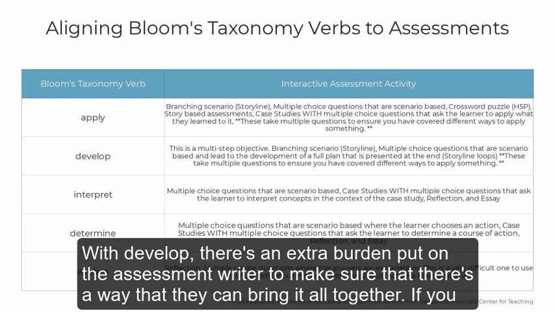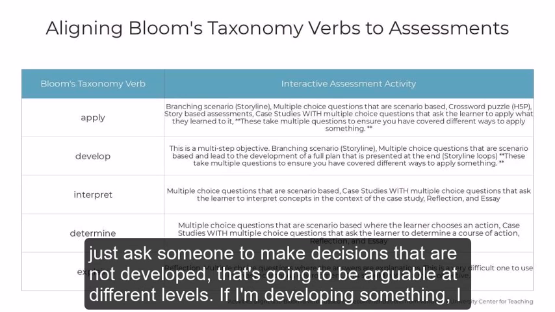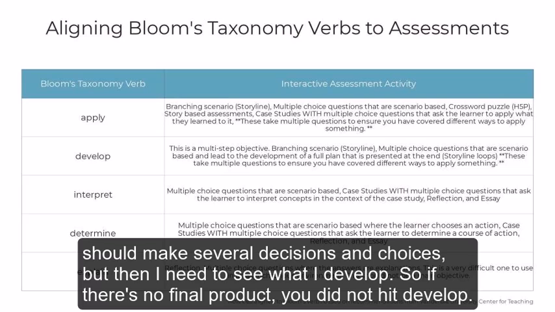With develop, there's an extra burden put on the assessment writer to make sure that there's a way that they can bring it all together. If you just ask someone to make decisions that are not developed, that's going to be arguable at different levels. If I'm developing something, I should make several decisions and choices. But then I need to see what I develop. So if there's no final product, you did not hit develop.